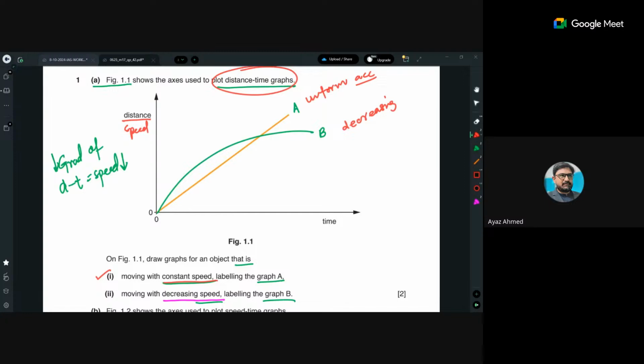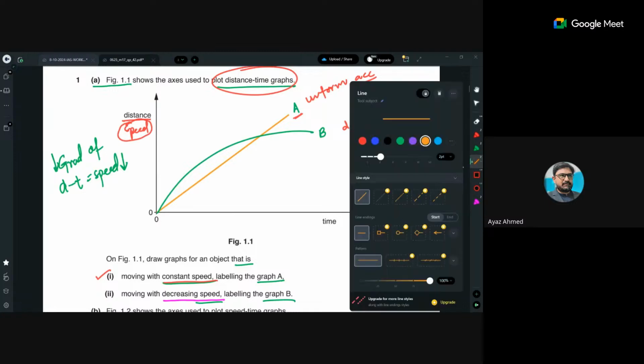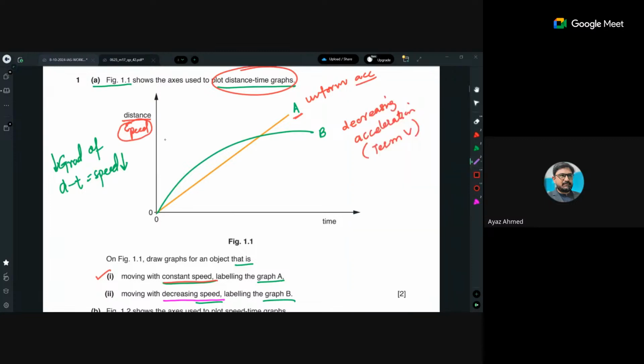Constant speed could be, but no, I am talking about something else right now. If it would be speed time and you have drawn this line A, then it will show uniform acceleration. And if you have drawn line B, that would be decreasing acceleration and coming to the constant speed, I mean terminal velocity. And if you have a straight line parallel to the x-axis, like this.